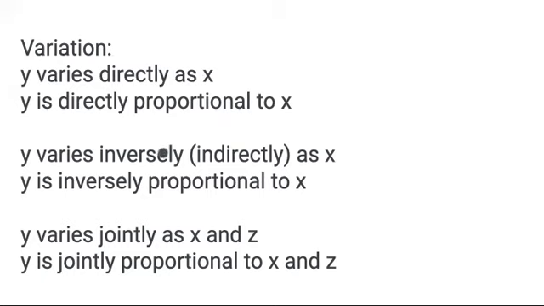So y varies inversely or indirectly as x. Y is inversely proportional to x. These mean the exact same thing. They have the same meaning, so these are synonymous. You could see this in a sentence or that in a sentence, but it means the same thing. And what it means is that y is directly proportional to 1/x, or the reciprocal of x. So y is maybe 1/2 of the reciprocal, or maybe 5 times the reciprocal.